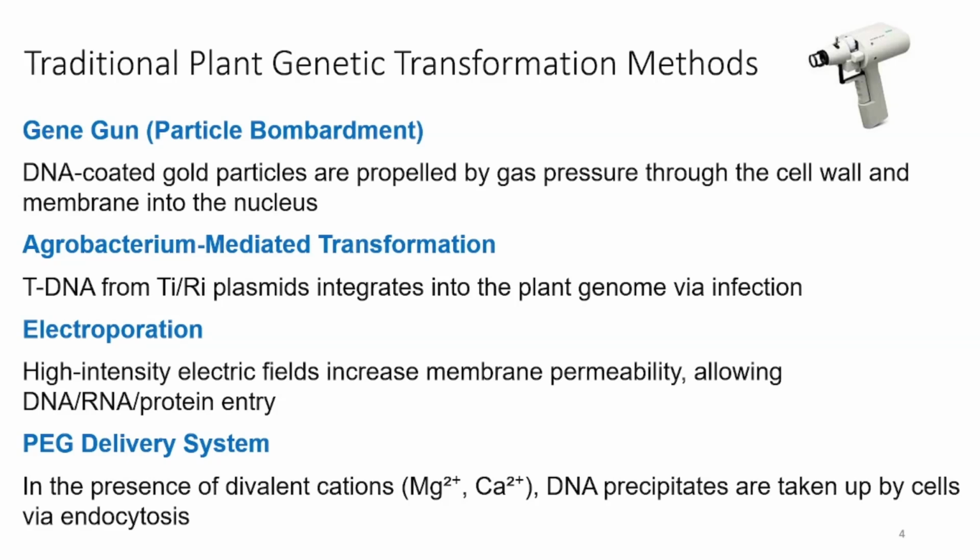Electroporation uses electric fields for high-efficiency molecular entry, but intact cell walls reduce effectiveness and may damage cells. PEG delivery is simple, efficient, and low cost, but leads to protoplast stress and is mainly for transient expression.